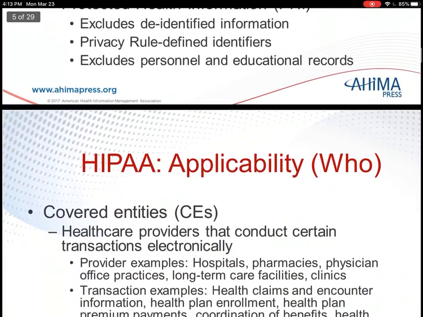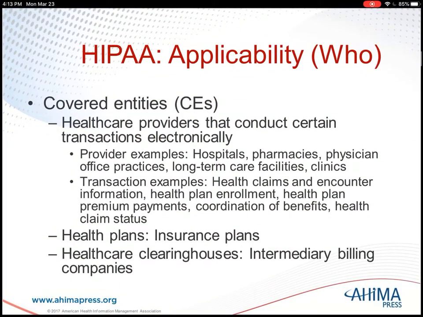So let's get more in depth on who our covered entities are. Well, first of all, covered entities are one of three types of entities. So you have healthcare providers that conduct certain transactions electronically. So these could be hospitals, pharmacies, physician office practices, long-term care facilities, clinics, okay? And transaction examples are health claims and encounter information, health plan enrollment, health plan premium payments, coordination of benefits. And you can see a full list of that on page 211.